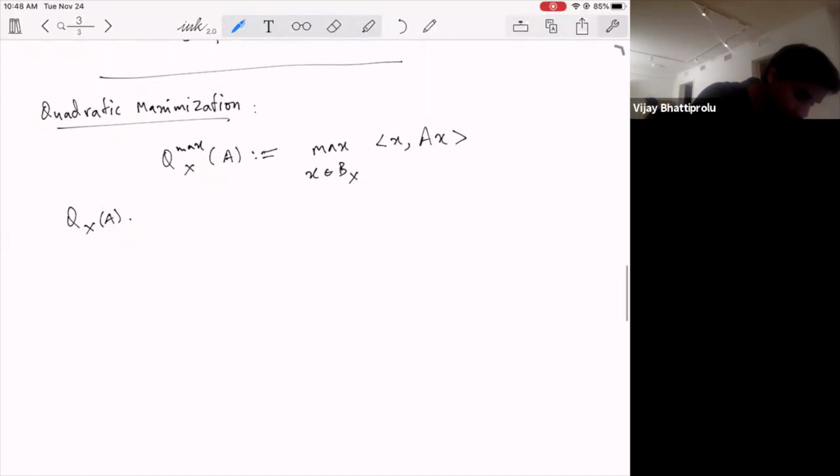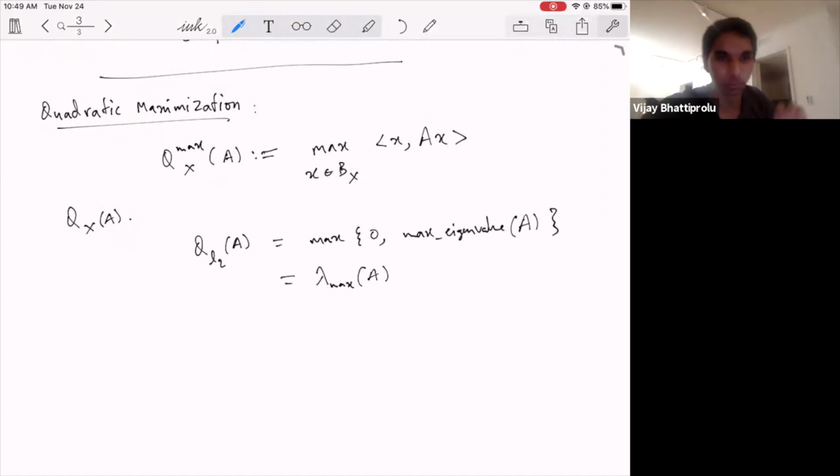Okay, good. And so again here, let's just check that QL2 of A is the maximum of 0 and the max eigenvalue of A, which I'll denote as lambda max of A. Kind of abusing notation a little bit. This is essentially the maximum eigenvalue of A, except if A is negative definite, then instead it will be 0. The only reason for this is that we allowed 0 to be plugged in, right? Because 0 is inside the unit ball of L2.